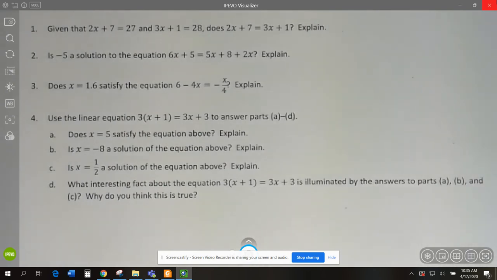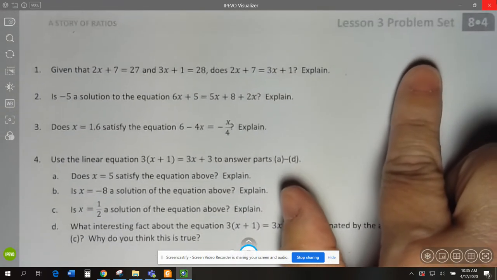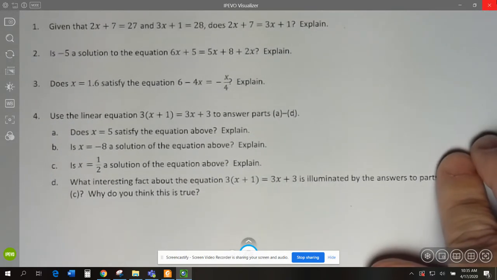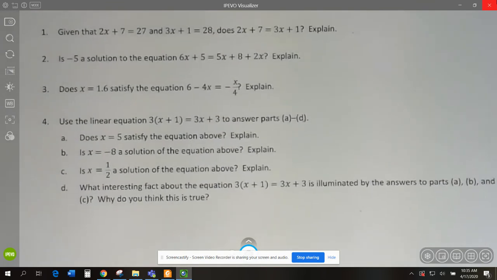8th graders. We're on Module 4, Lesson 3, Problem Set. This one we're just determining if numbers would be a solution to the equations. And we do that by taking the number and putting it in the equation in place of the variables. Number one, though, we just want to think about a couple things in terms of equality.